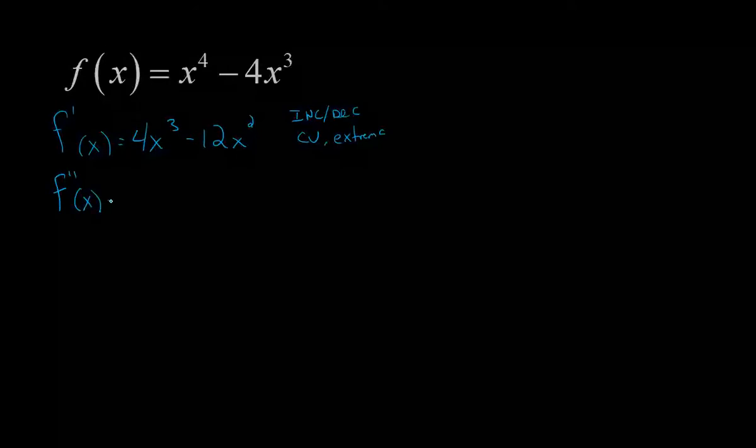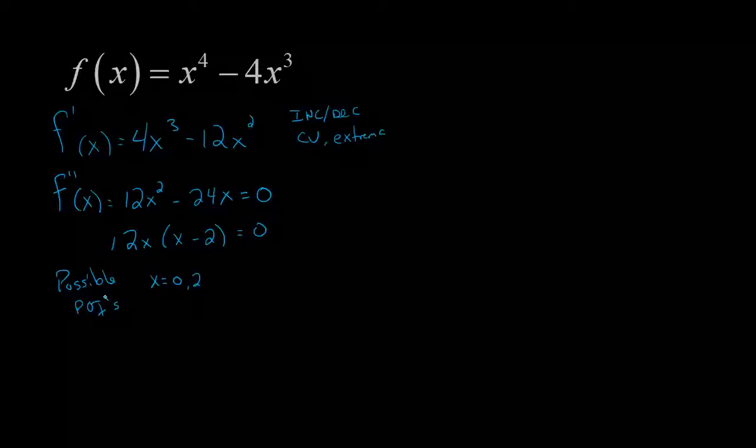So the second derivative is going to be 12x squared minus 24x. And so it starts by taking the second derivative and setting it equal to 0. So we're going to factor out a 12x, and we'll get x minus 2. So in the first derivative, we call them critical values. In the second derivative, we call them possible POIs. And we see here that at x equals 0 and 2, we'll have possible POIs.